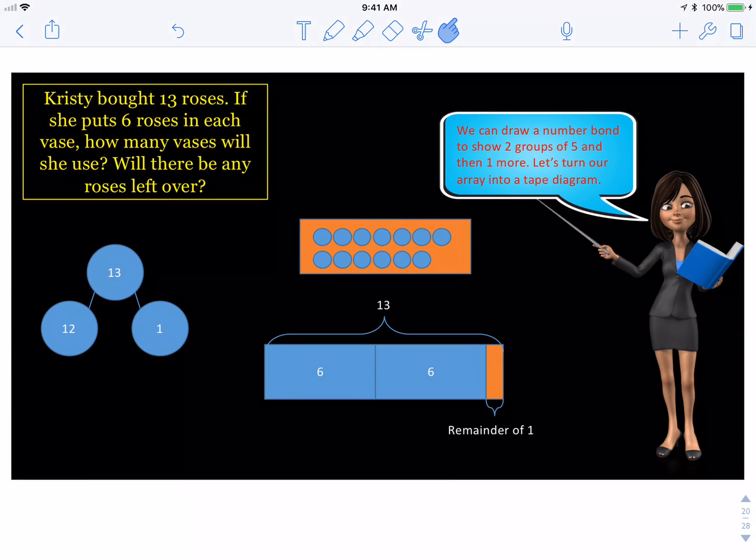Okay, so we can draw a number bond to show 2 groups of 6 and then 1 more. Let's turn our array into a tape diagram. So if you look, we have 2 groups of 6 with a remainder of 1, and that whole tape diagram equals 13.